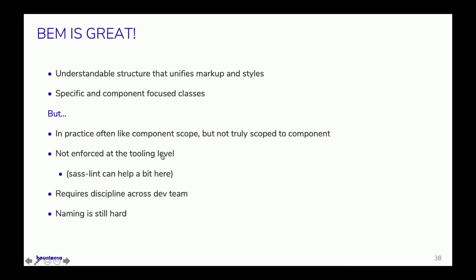And it does give you nice, specific component-focused classes that are a little bit less likely to run into conflicts with things like the Cascade. But in practice, it feels like component scope, but it really isn't scoped to the component, so conflicts are still possible. It's not enforced at the tooling level, although there are some exceptions, like with linting, with Sass-Lint, you can enforce BEM naming conventions at least.